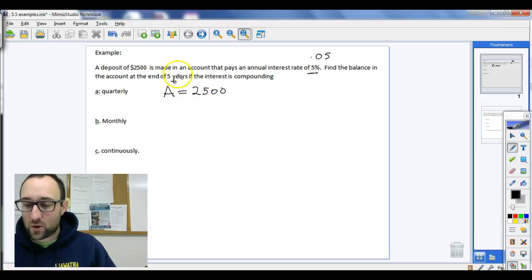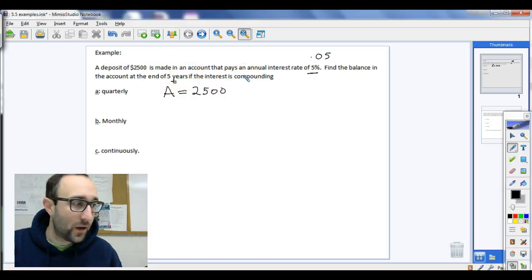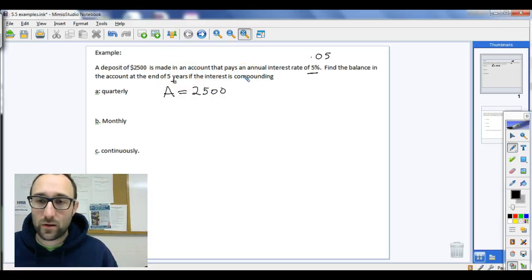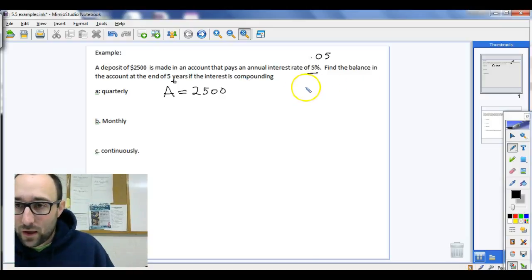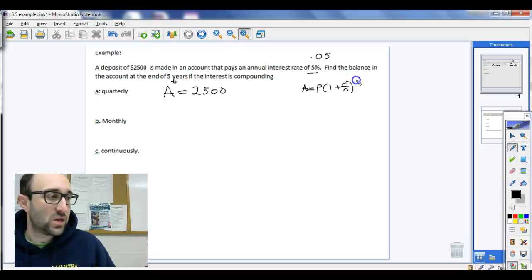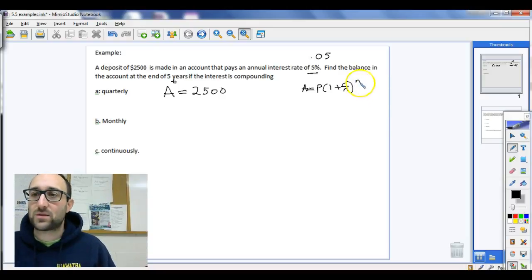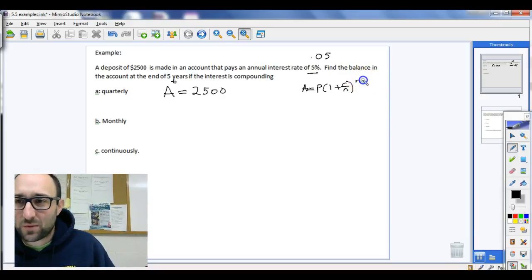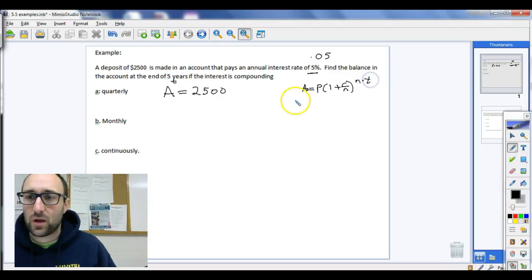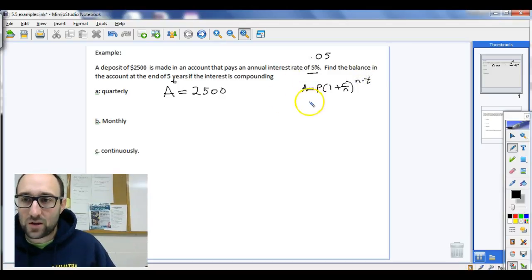All right, so if we're talking about quarterly, we're going to use that other compound formula. We're going to use A equals P times 1 plus r over n to the n. Okay, so how many times is it compounded? And we're also going to multiply that by, in this case, t. So we don't know what the amount is, but we know the principal, so let's do quarterly first.